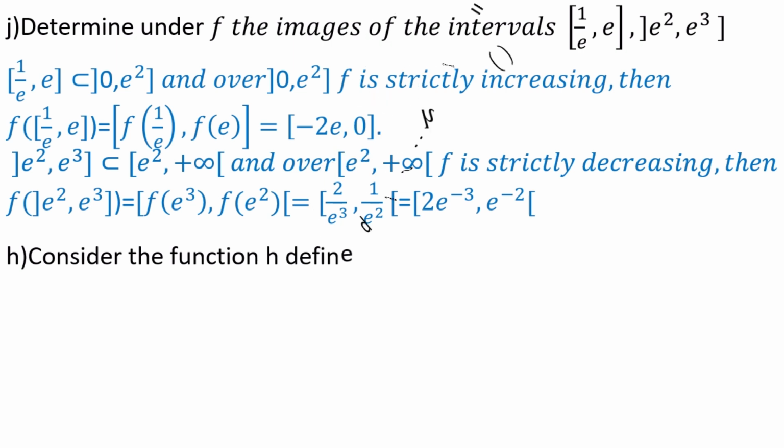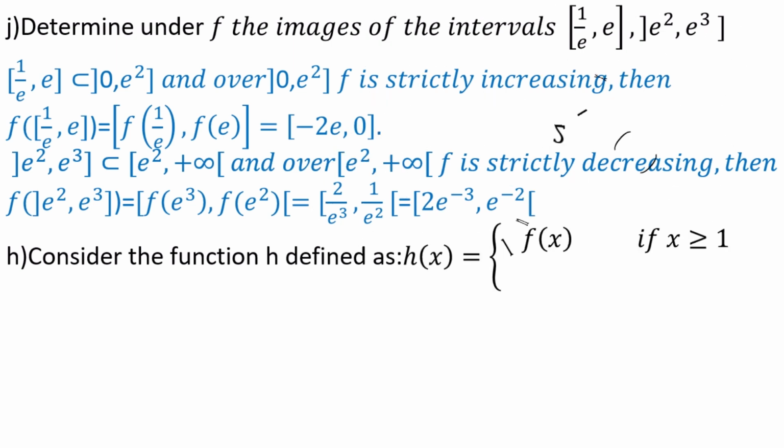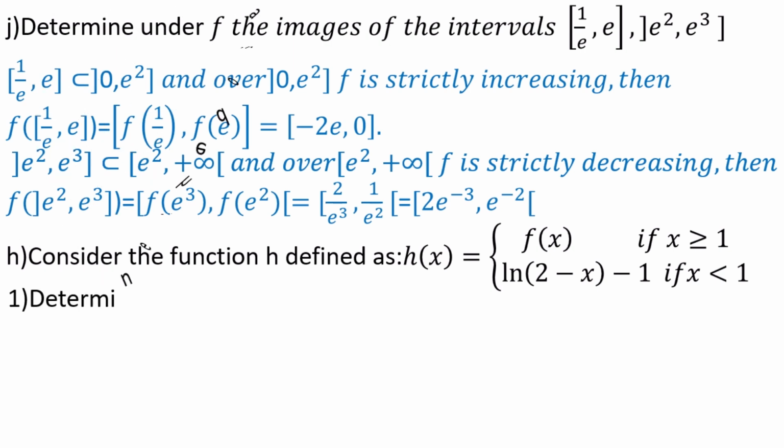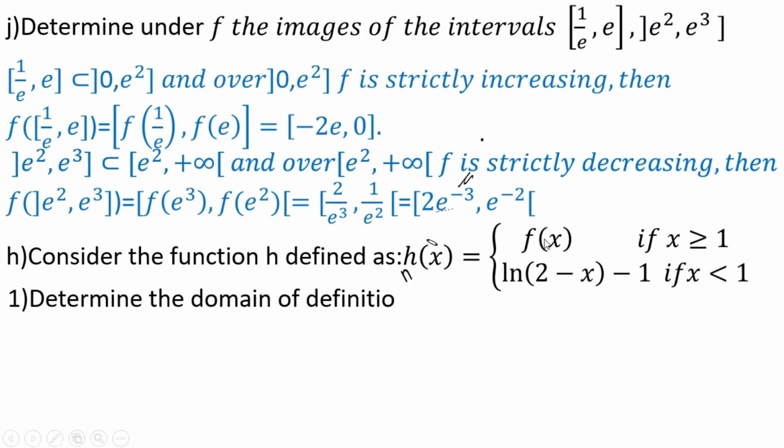Consider the function h defined as h of x equals f of x if x is greater than or equal to 1, and ln(2 minus x) minus 1 if x is less than 1. Find the domain of definition of this function. We know that the domain of f is (0, plus infinity). So f is defined over [1, plus infinity). f is defined for x greater than or equal to 1.